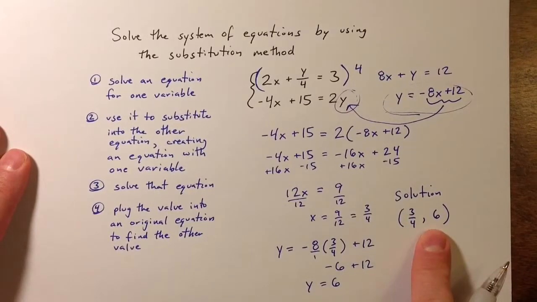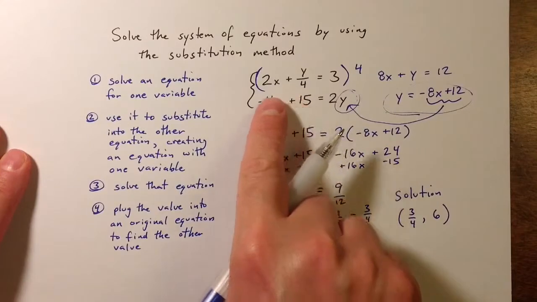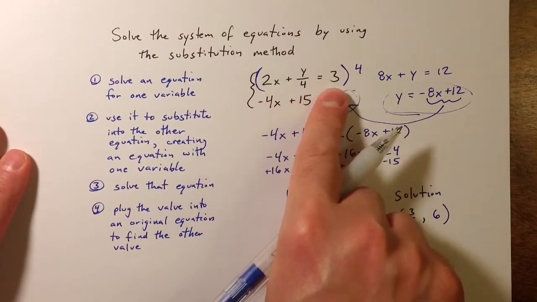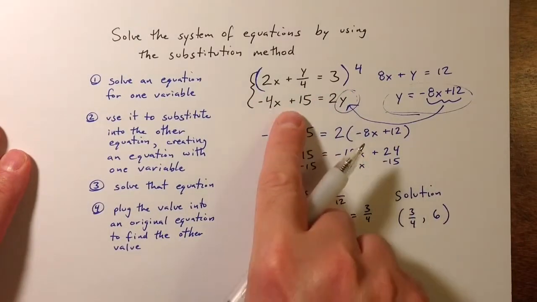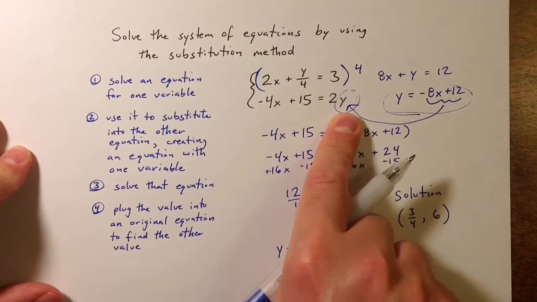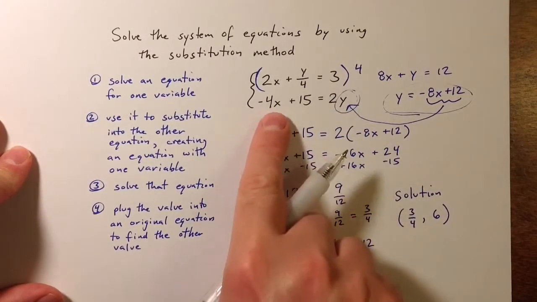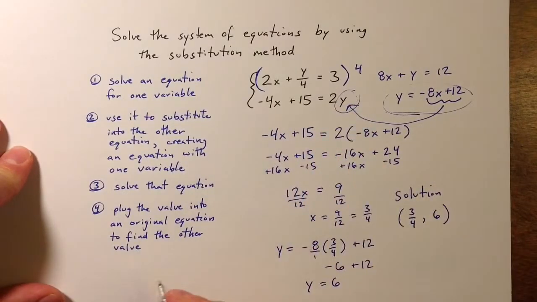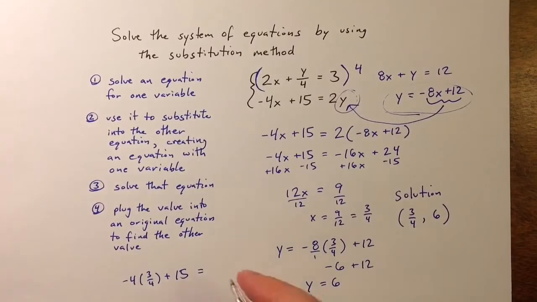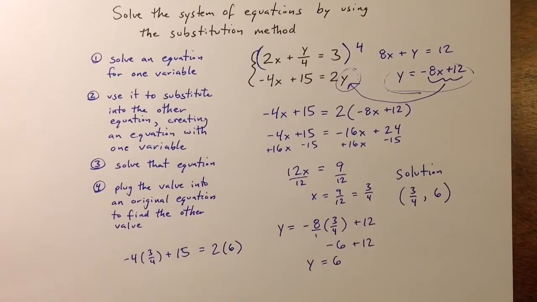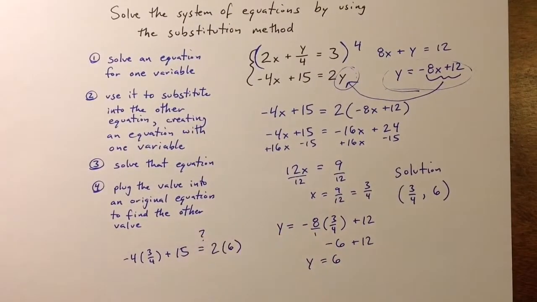To check that, I want to plug this back into the other expression, so I kind of used the top equation to get that answer. Let me use the bottom equation to check. So if I plug 3/4 into this bottom equation, I get negative 4 times 3/4 plus 15 on the left-hand side. On the other side, we get 2 times 6.